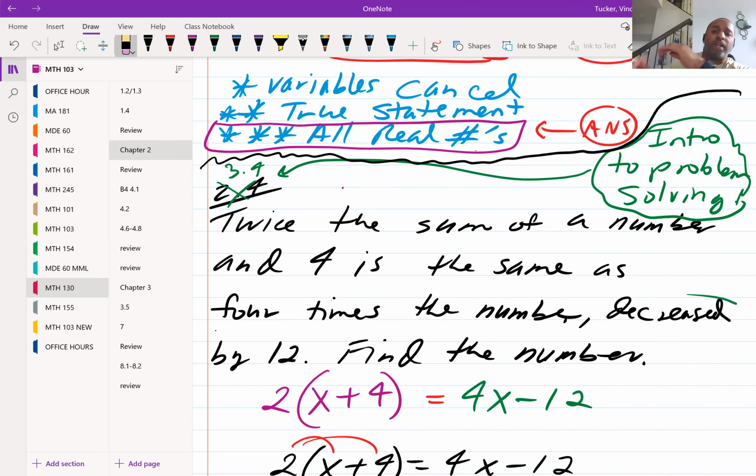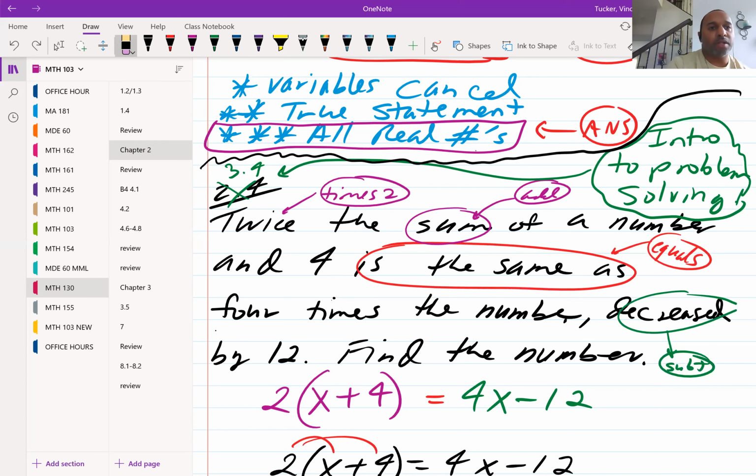Okay. So this right here: twice the sum of a number and 4 is the same as 4 times the number decreased by 12. Find the number. Now, under the word problem, you can see that I already wrote it out. But I just want to make sure we're okay with the keywords and what caused us to do what we did as far as the setup is concerned. So I'm going to throw my stuff back in here. All right, there we go.